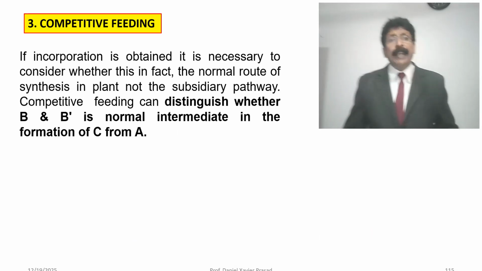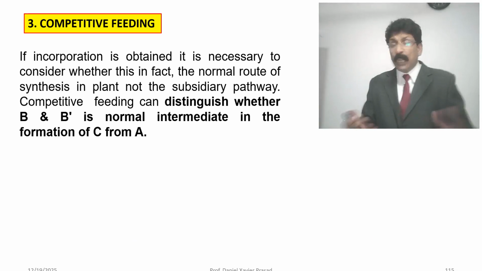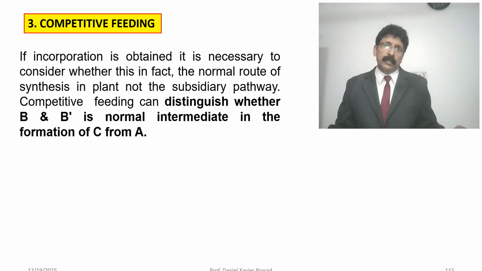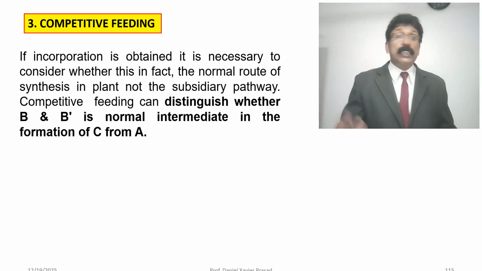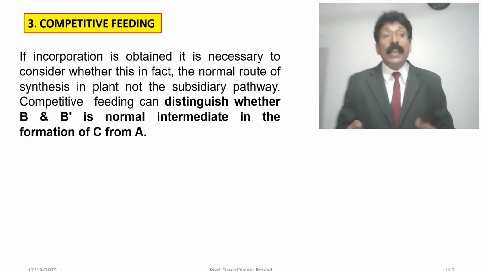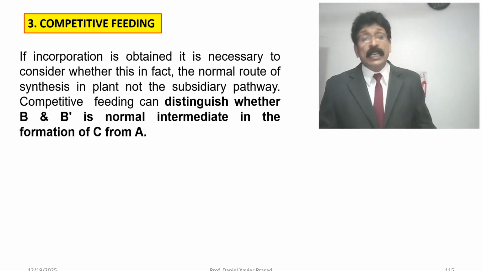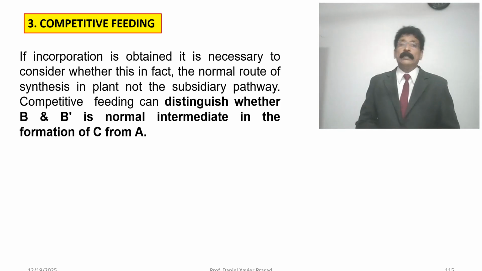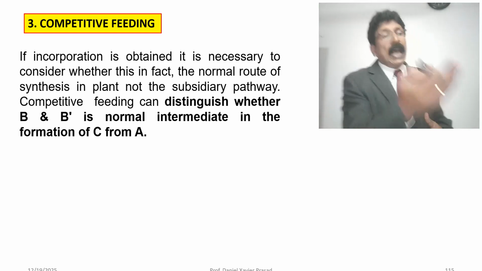Competitive feeding: which one is the intermediate product? Which one is competing? You know about the antagonist; many antagonists are there, competitive antagonists, which you study in pharmacology. So in competitive feeding, if incorporation is obtained, it is necessary to consider whether this is in fact the normal route of synthesis in the plant, not a subsidiary way. Whether it goes through B or through B dash to form C.